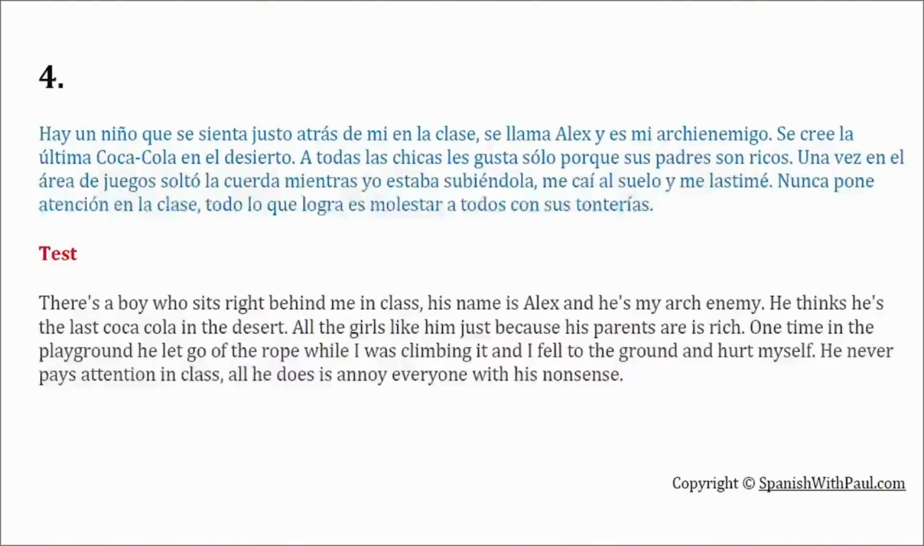In text number 4 we have hay un niño que se sienta justo atrás de mí en la clase. The interesting word here is actually this one, justo, because in English we have there's a boy who sits right behind me. This is how we would express that word right, justo atrás de mí en la clase. Se llama Alex y es mi archienemigo, my arch enemy. If this was a female or a girl we were talking about, the word would change to archienemiga.